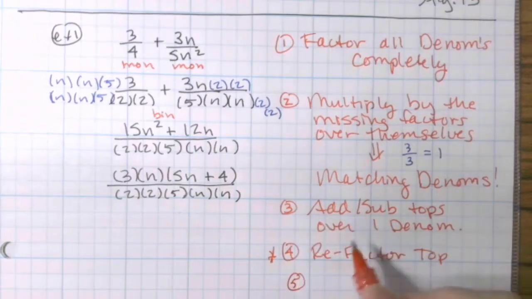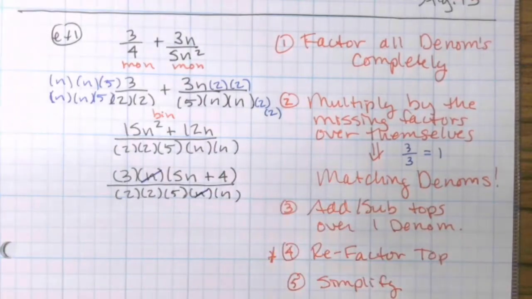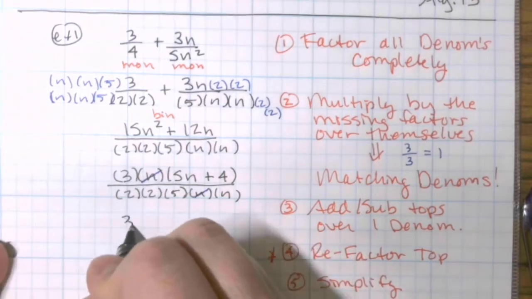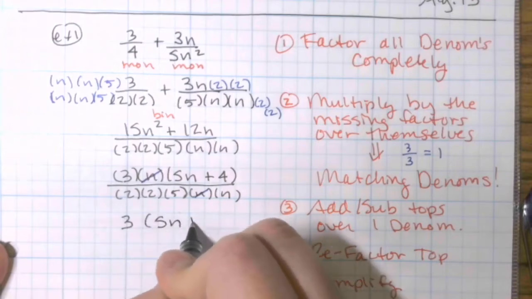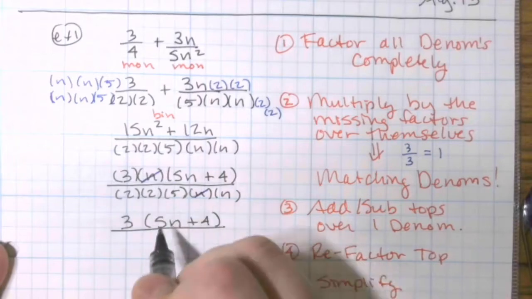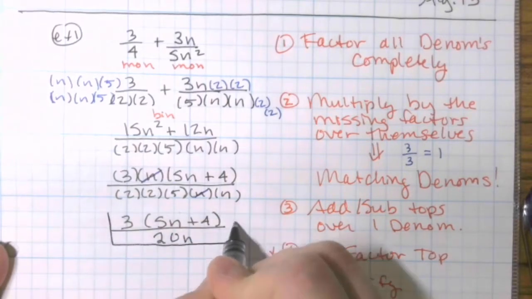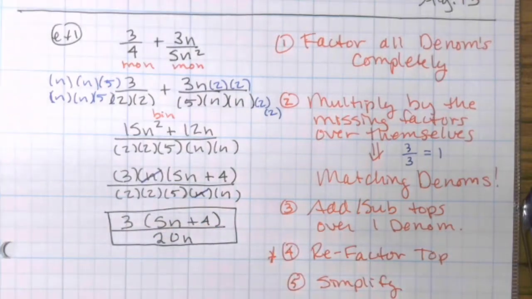Step 5 is simplify. So let's see, I can divide out an n, and that's pretty much it. So what you do next is you remultiply the monomials, but leave everything else in factored form. So I have a 3 in front, followed by 5n plus 4, all over 4 times 5n, which is 20n. That is our answer.